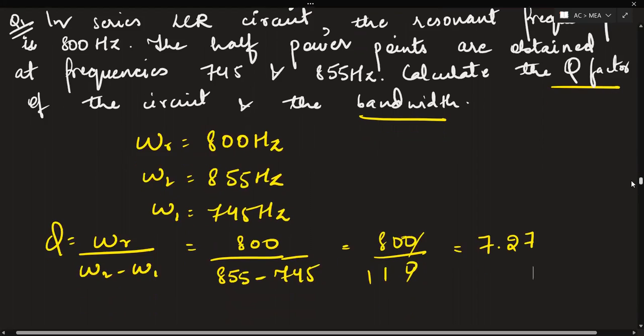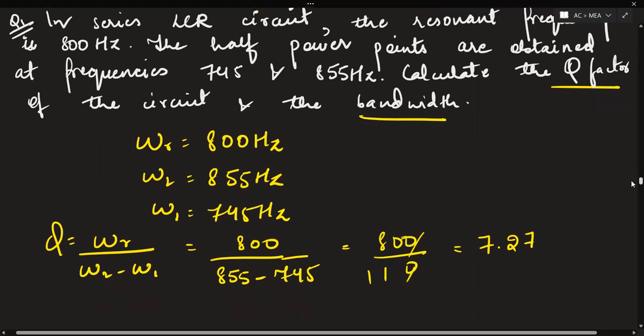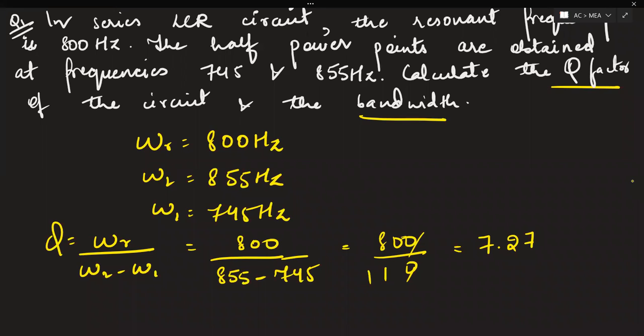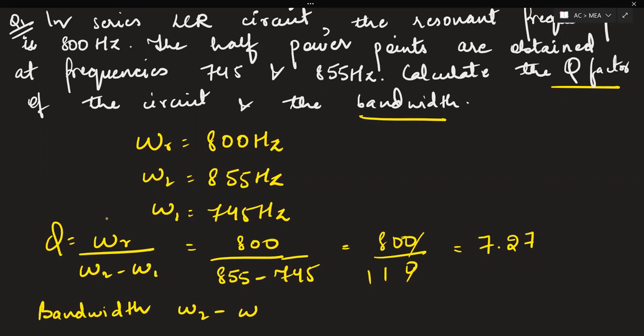Regarding the bandwidth, it's omega 2 minus omega 1, which is 855 minus 745. This will be in terms of hertz. Fine, note this down.